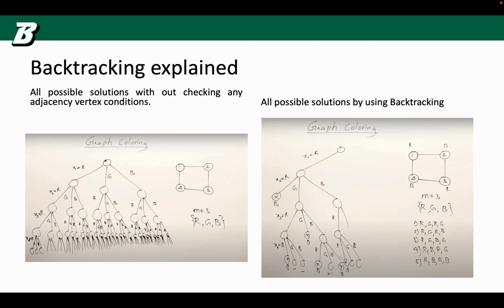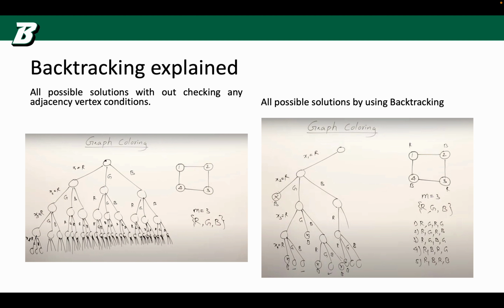The first diagram explains all the possible solutions if we are not using any adjacent vertex conditions. The first node has RGB, we assign 3 colors, and it comes into the second node, it assigns 3 colors again. So there is a possibility that node 1 and node 2 can get the same color. But for the graph coloring problem, there is a condition that no two adjacent nodes should have the same color. So we will apply the backtracking technique.